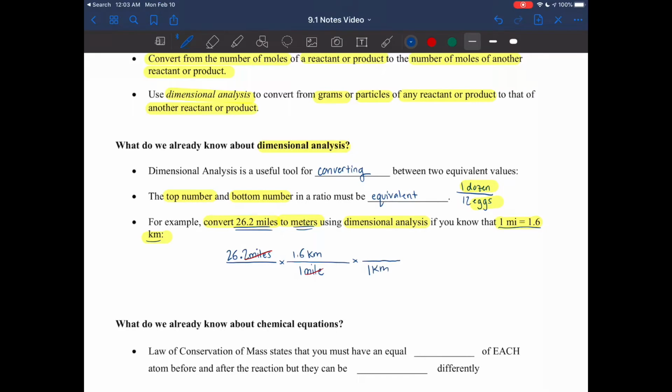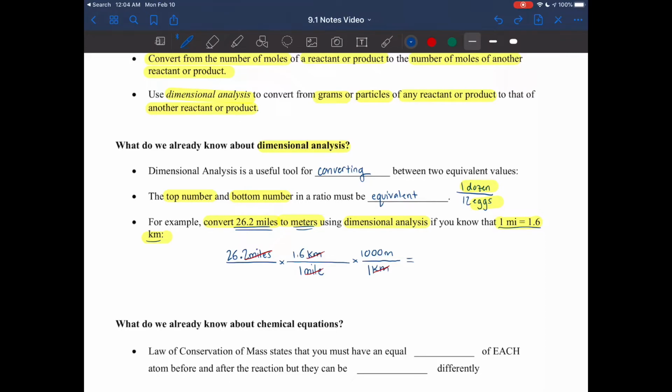Now, how do we get from kilometers to meters? Well, a kilo is 1,000 of something, so it has to be 1,000 meters in a kilometer. That's our conversion factor there. And then finally, we are going to plug this into our calculator. So that is going to be 26.2 times 1.6 times 1,000. Pretty simple. We can also divide by 1, but I mean, come on, that's kind of redundant.